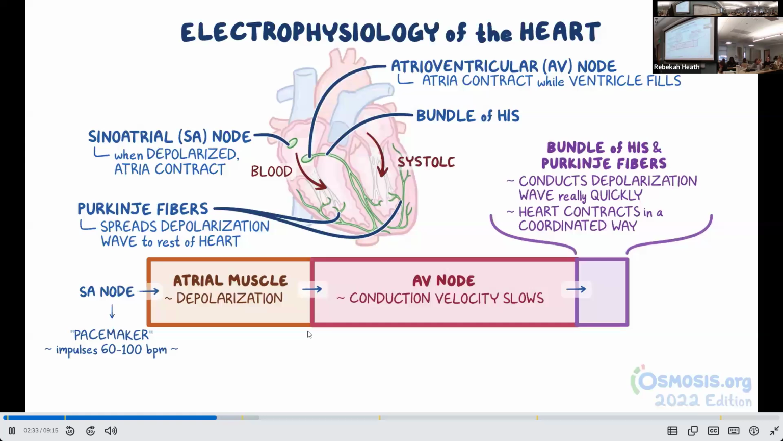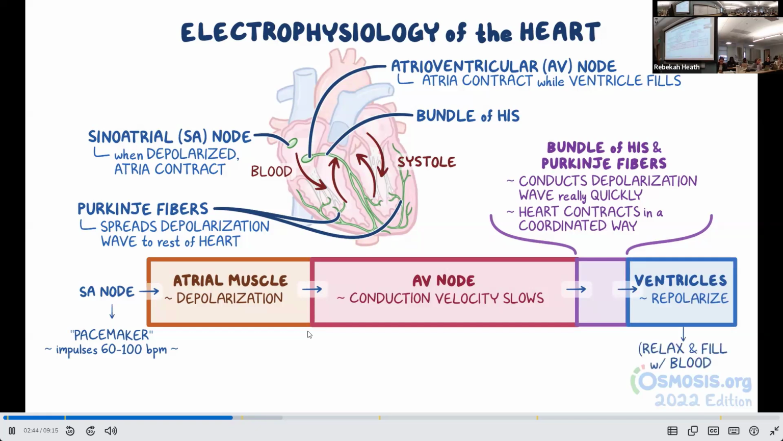This makes up the systole, where blood is ejected into the pulmonary and systemic circulations. Finally, the ventricles repolarize to prepare for the next cycle, which allows them to relax and fill with blood, called diastole.